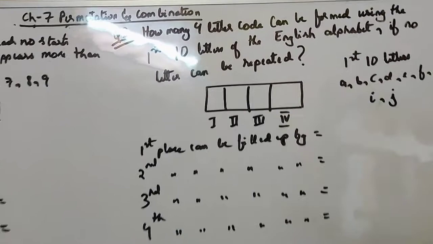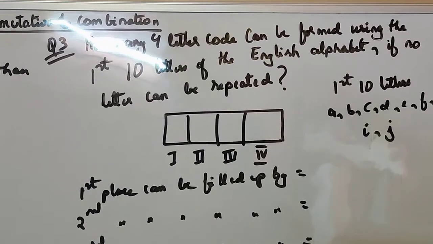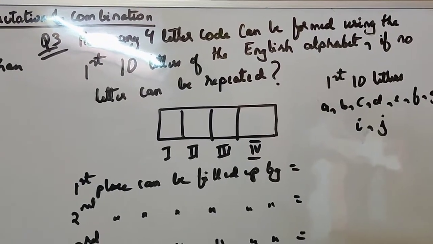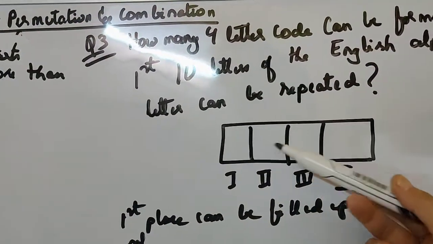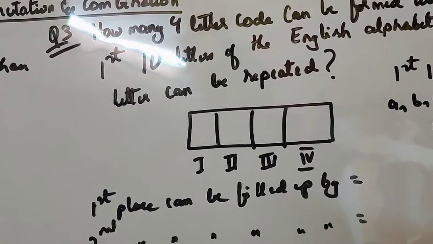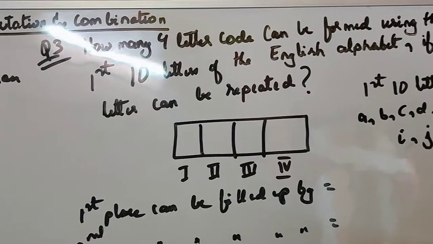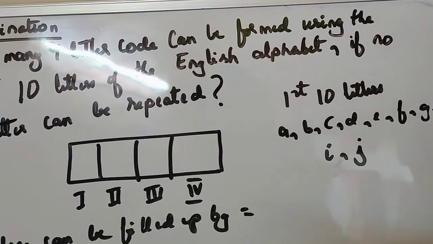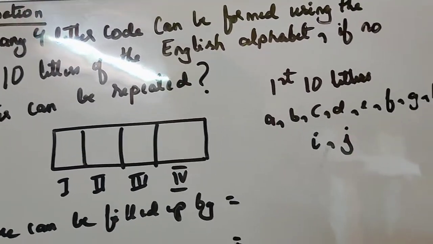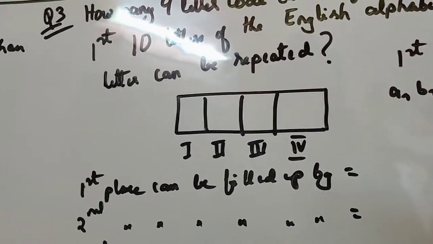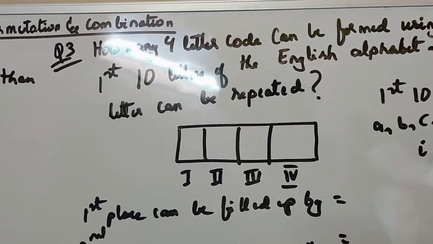Next is question number 3. How many 4-letter codes can be formed using the first 10 letters of the English alphabet if no letters can be repeated? That is a 4-letter code. So you make 4 boxes, that is first, second, third and fourth. Now, the first 10 letters of the English alphabet, as you all know, A to J will give us the first 10 letters. Now here no letters can be repeated.